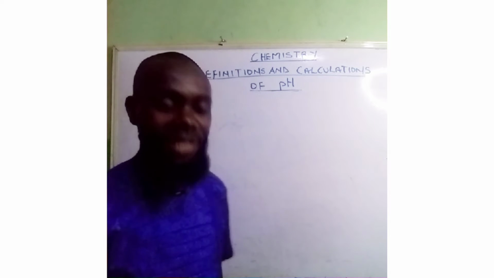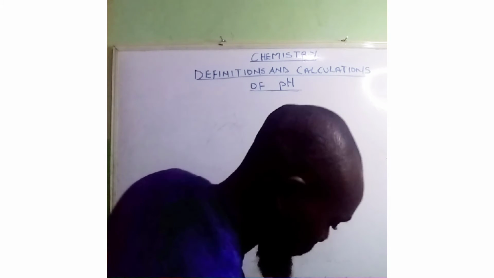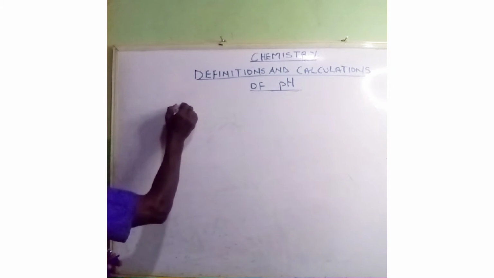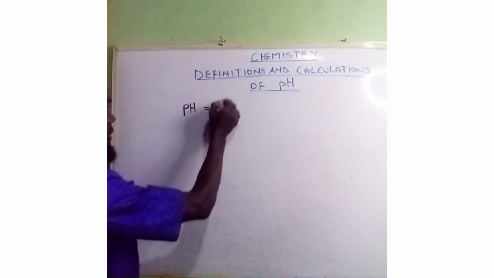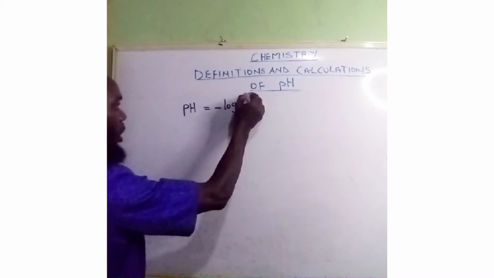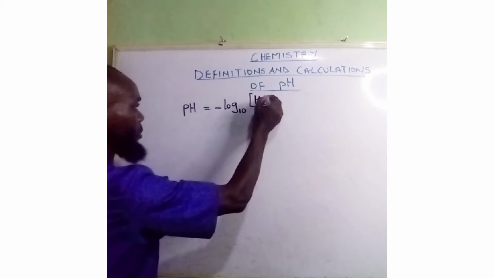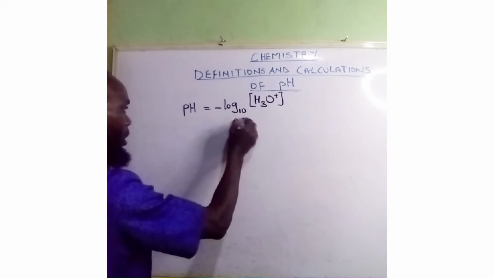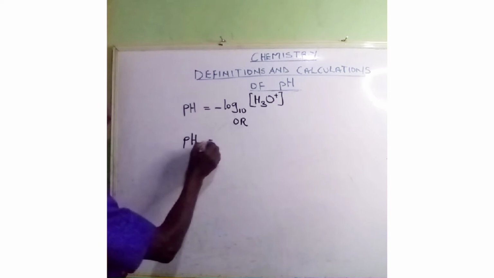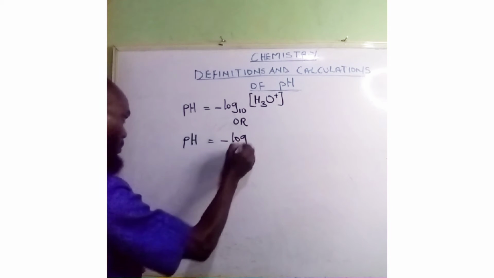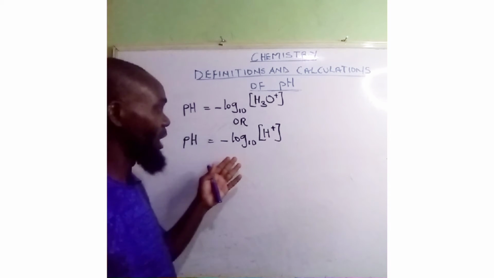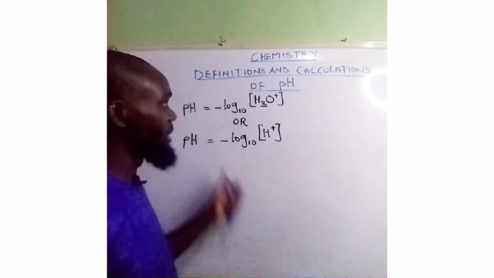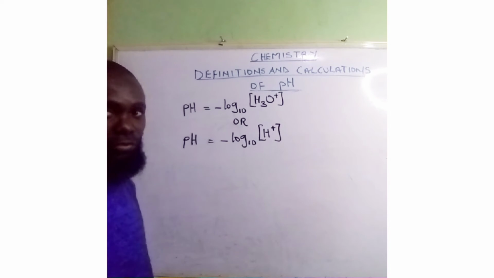Now, let us express this definition mathematically. pH is equal to minus log to base 10 of hydroxonium ion concentration, or pH equals minus log to base 10 of hydrogen ion concentration. These two formulas can be used for calculating the pH of any solution.